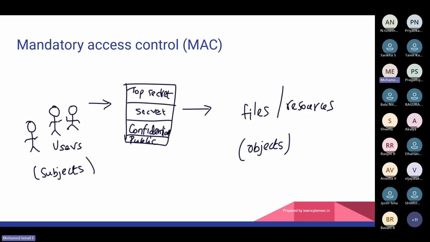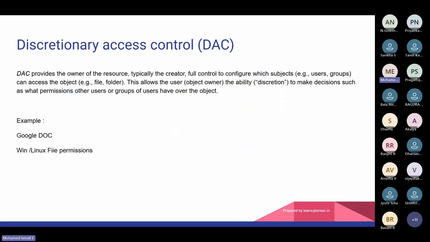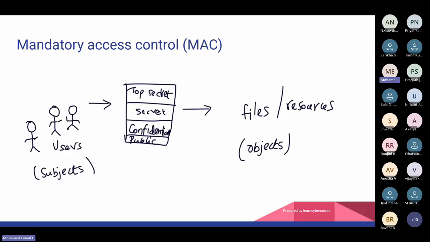But if you go back to the previous one, DAC, the data owner or subject has full authority. He can invite his friend or colleague or anyone to access the file. But in mandatory access control, this cannot be done. Mandatory access control is mostly implemented in highly secure, highly sensitive environments like military or army, or the companies managing those assets.